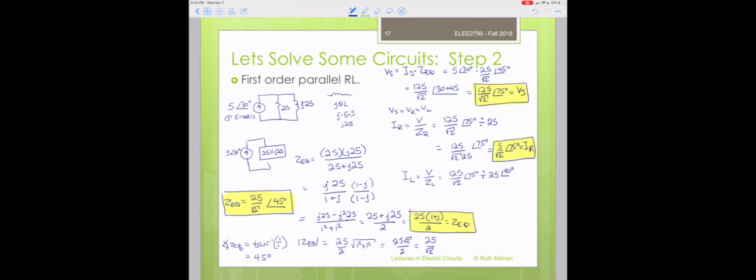So remember that we're dividing, which means that we're going to be subtracting the angles and we're going to be dividing the magnitudes. So this is equal to 125 over root 2 times 25 with an angle of 75 minus 90 degrees, which simply collapses down to 5 over root 2 with an angle of minus 15 degrees. And now we've collected all of the phasors, we have all of the critical information that we need, and we're ready to start looking at the time versions of each of these signals.